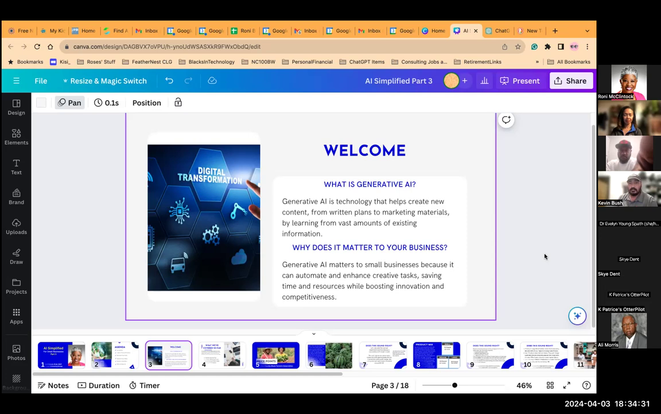It matters because as a small business owner, you can automate a lot of the tasks that you do day to day. That will save you significant time and a whole lot of resources. It will help you become more innovative and more competitive because now you can literally do more with less.